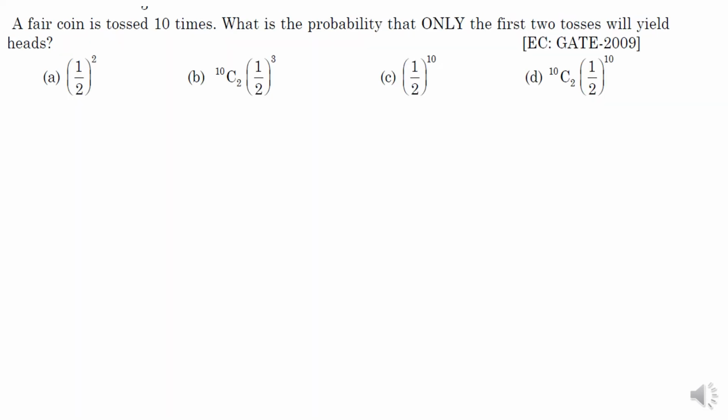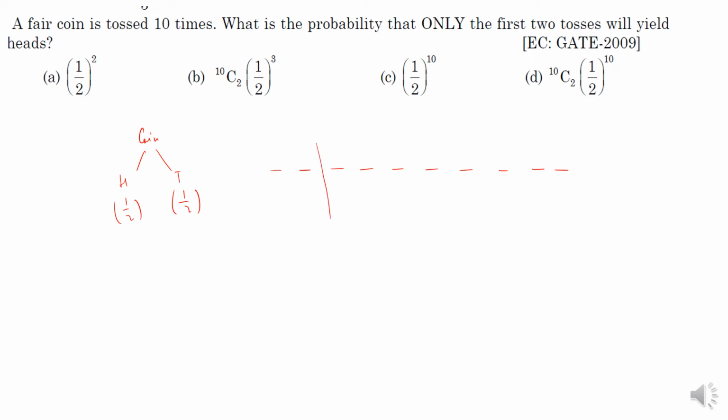Now let us see this question. A fair coin is tossed 10 times. When a fair coin is tossed, there are two possible outcomes, head and tail. Probability of head is 1/2. Probability of tail is 1/2. It has been tossed 10 times: 1, 2, 3, 4, 5, 6, 7, 8, 9, 10. What is the probability that only the first two tosses will yield heads?